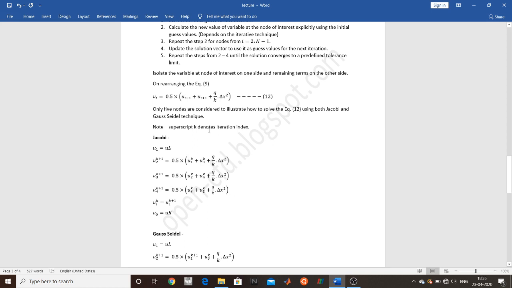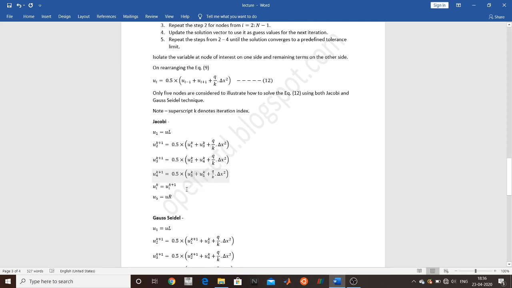So let's assume that we start with the initial guesses of zeros. So u2, u3, u4 will be zeros. So u2 at k plus 1 can be computed from this equation, which will be equal to 0.5 times u1 at k, which is always equal to UL, plus u3, which is 0, we are initializing that with 0, plus q by k into delta x square. So we solve this for node number 3 and 4 also.